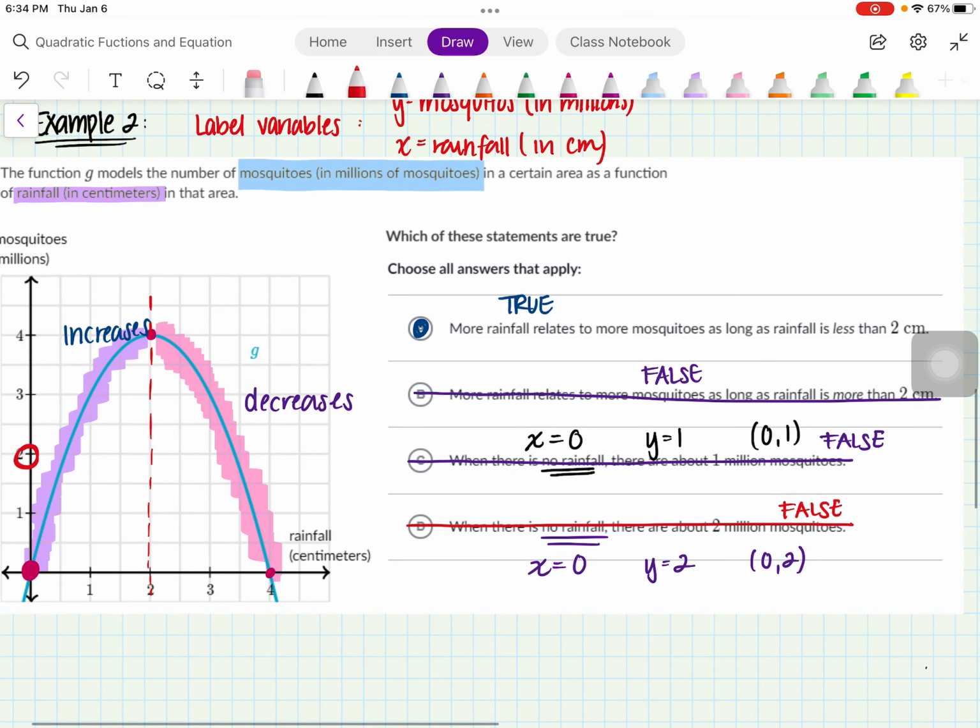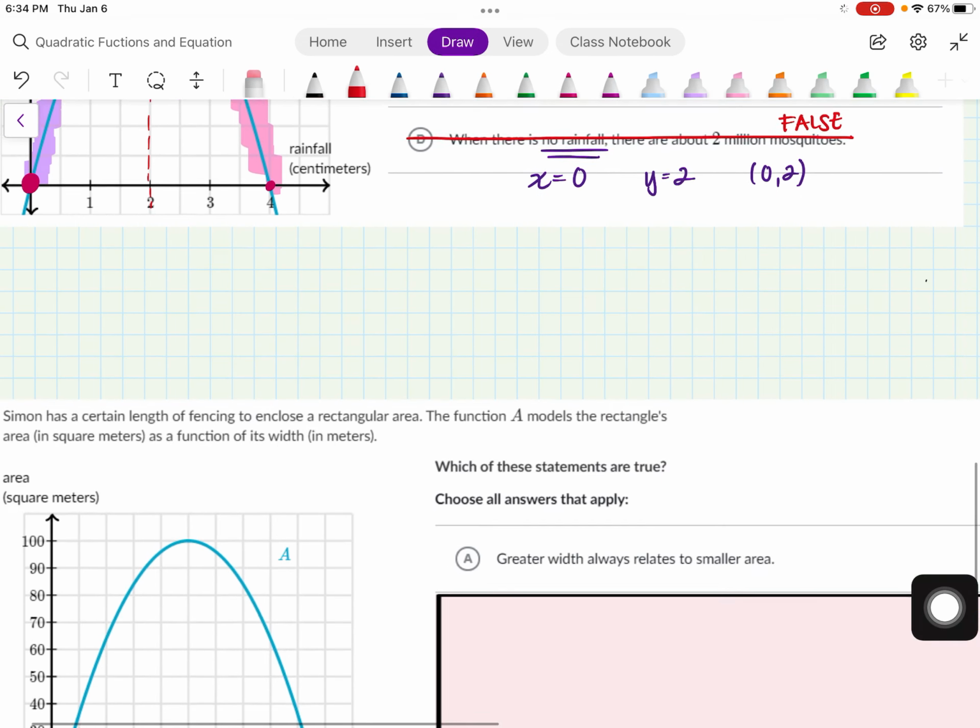All right, so that's what we're doing, guys, for this one here. Once again, you want to go ahead and check which statements are true, which ones are false, basing it off the graph they're giving you.